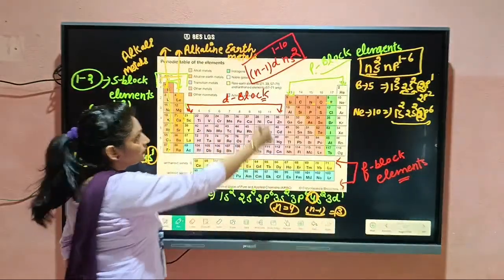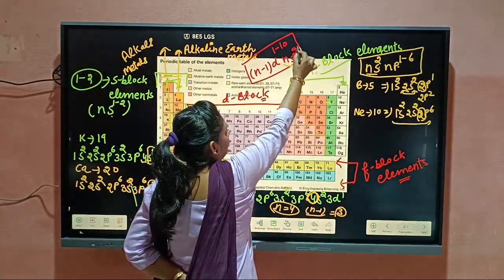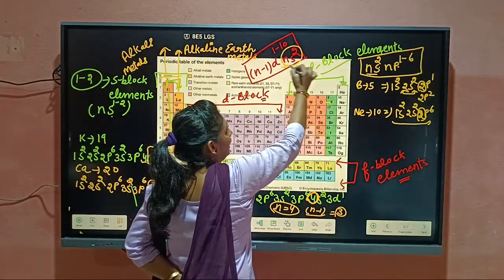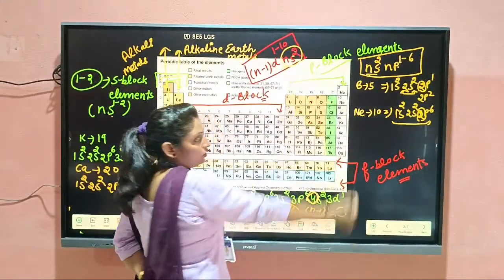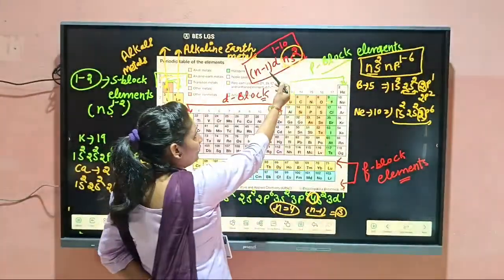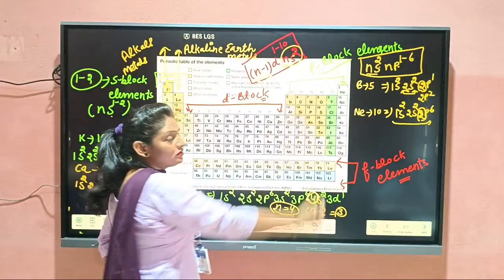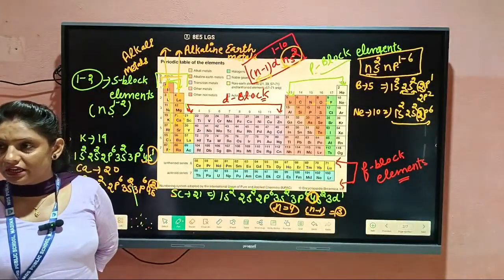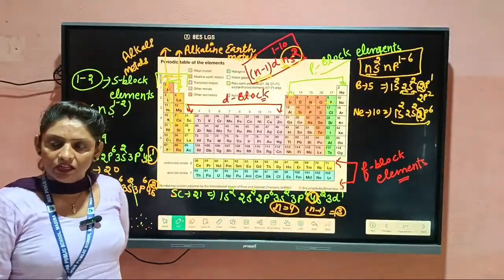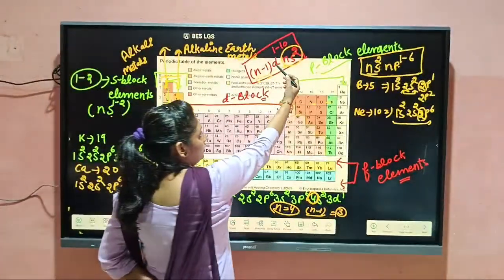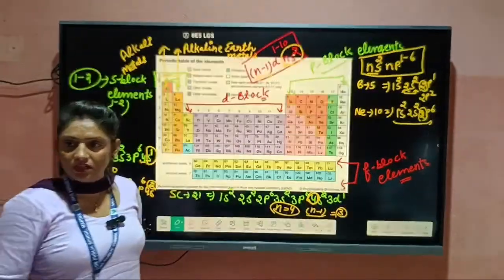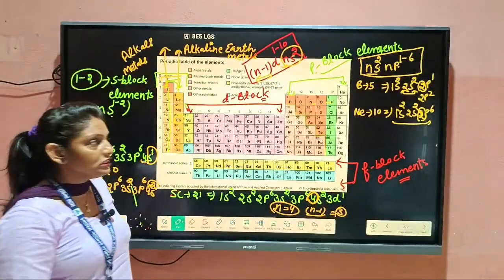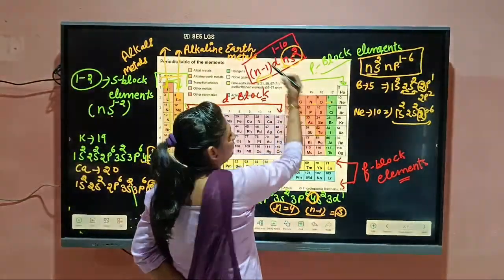So here in the outermost shell, in the s orbital, there are 2 electrons. In n minus 1, the penultimate shell, and n minus 2, known as the anti-penultimate shell, there may be electrons in d orbital from 1 to 10. Is it clear to you or not? So this is the general configuration for D block.